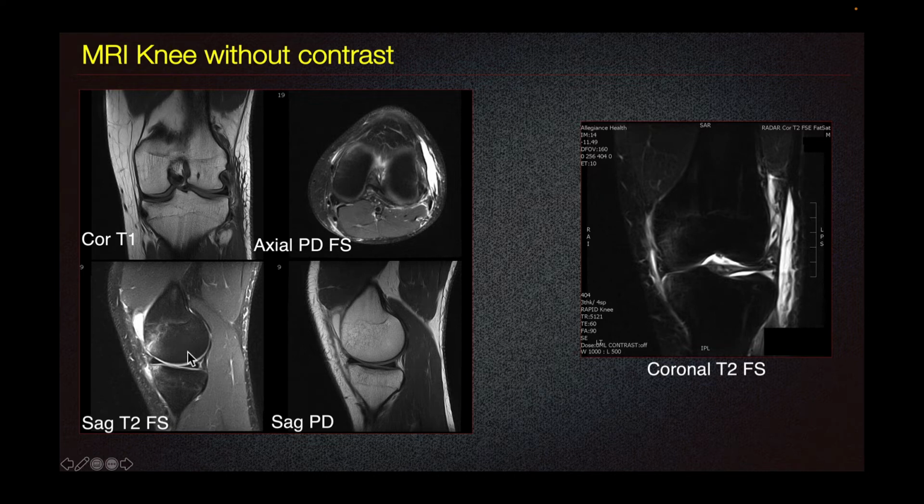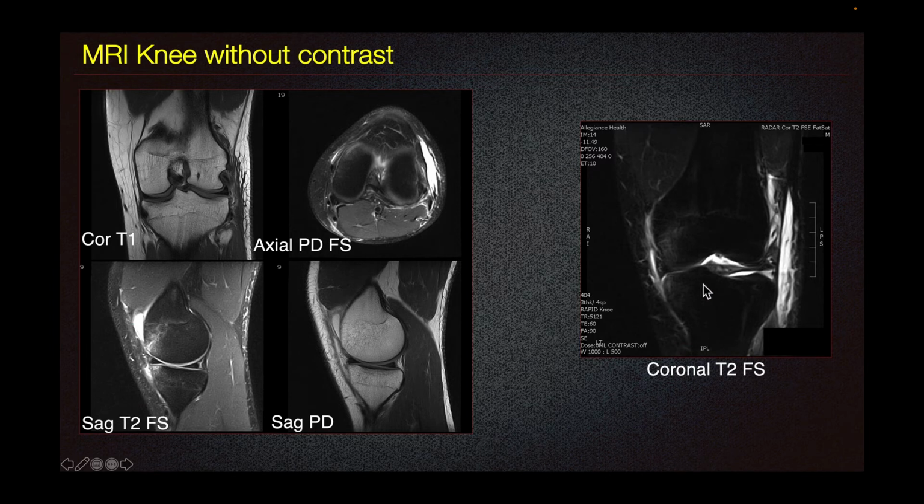Here on our sagittal T2 fat sat and PD imaging, we can see that there is bone contusion in the medial femoral condyle and medial tibial plateau we see here. On our sagittal PD, here we could not see any discrete fracture line.